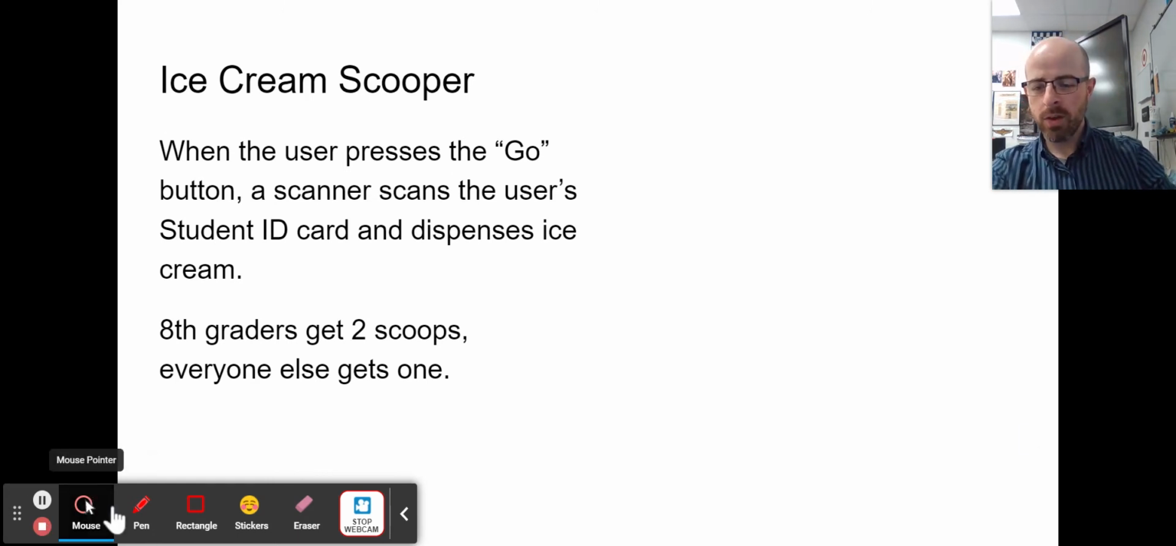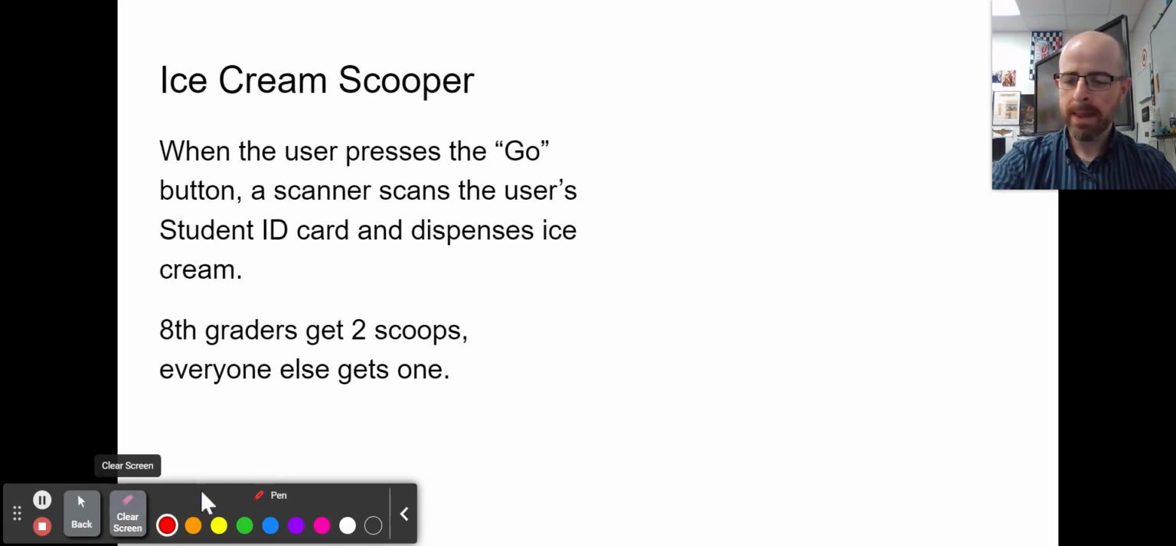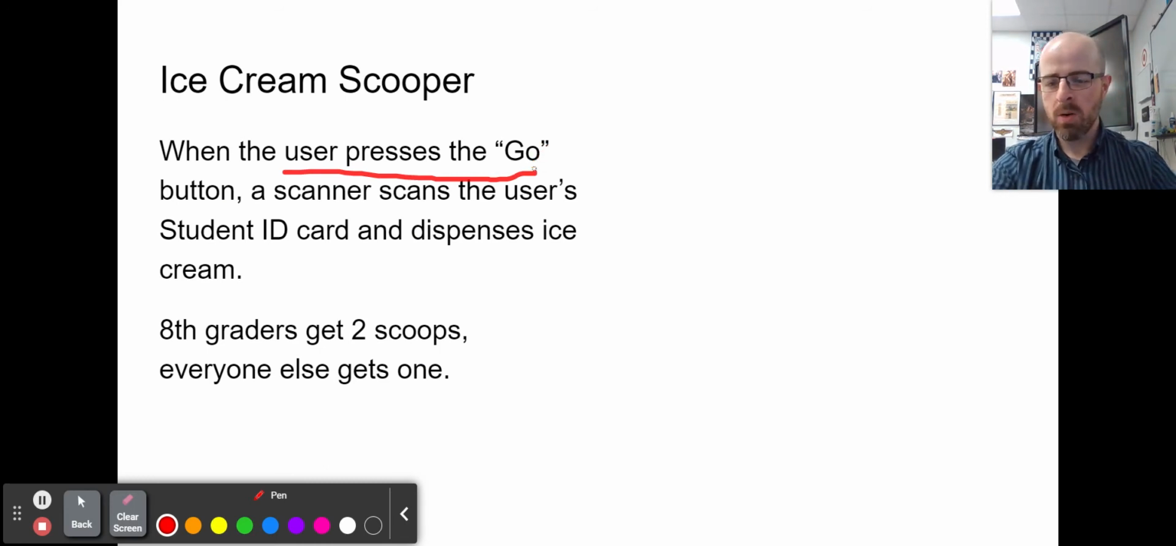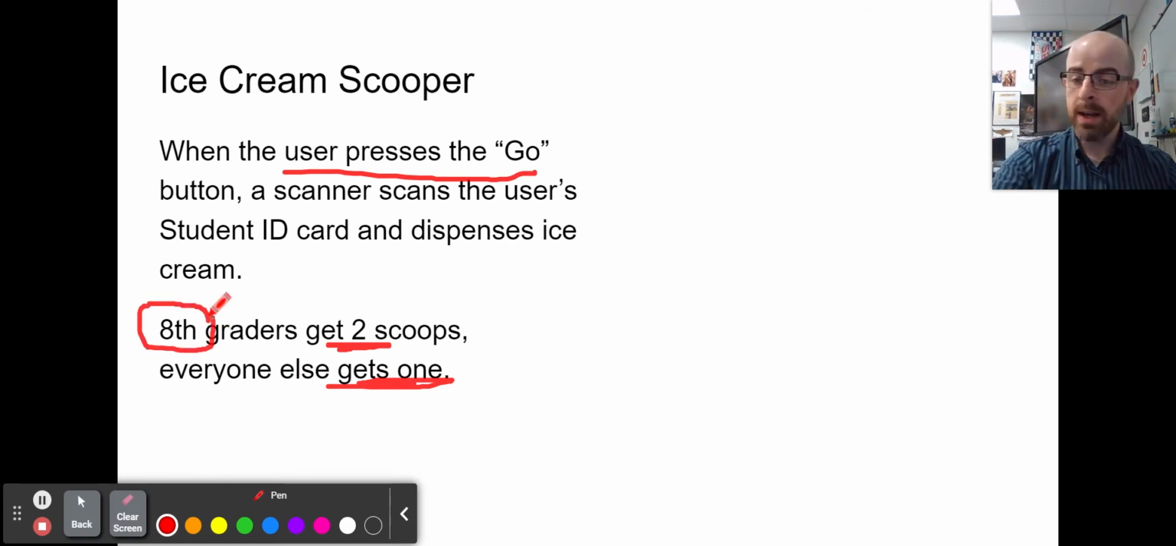Okay, before I show you the flowchart, let's see here. Starting event: user presses the go button. What are the 2 possible outcomes? You either get 2 scoops or you get 1. Those are the 2 possible outcomes. So what's a yes or no question to decide this? Are you in 8th grade?